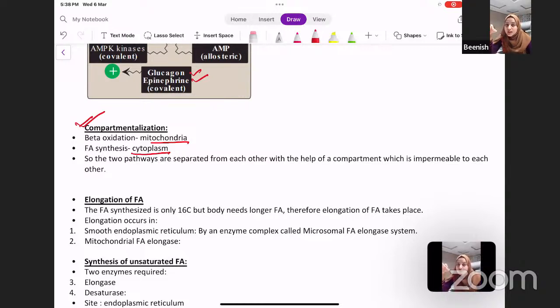So both of the cycles are separated from each other with the help of a compartment which is impermeable to each other. If both of them were taking place in the cytoplasm and were not regulated, on one hand you would be creating fatty acids, on the other hand you would be breaking them down. So this compartmentalization is also a way of regulation.